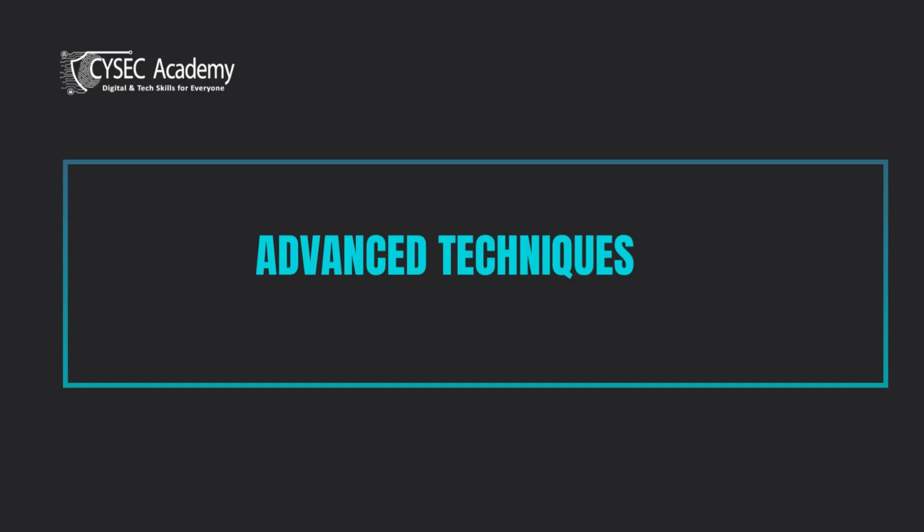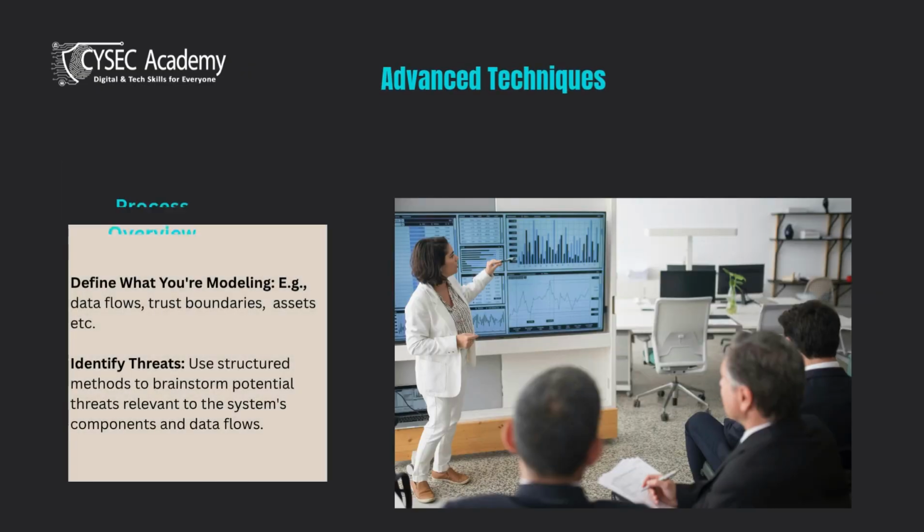Purpose: to systematically analyze a system, application, or process to identify potential threats, vulnerabilities, and missing controls early in the life cycle, when they are cheaper and easier to fix. Process overview. 1. Define what you're modeling. Understand the system, application, its components, data flows, trust boundaries, and assets. Diagrams like data flow diagrams, DFDs, are often used.